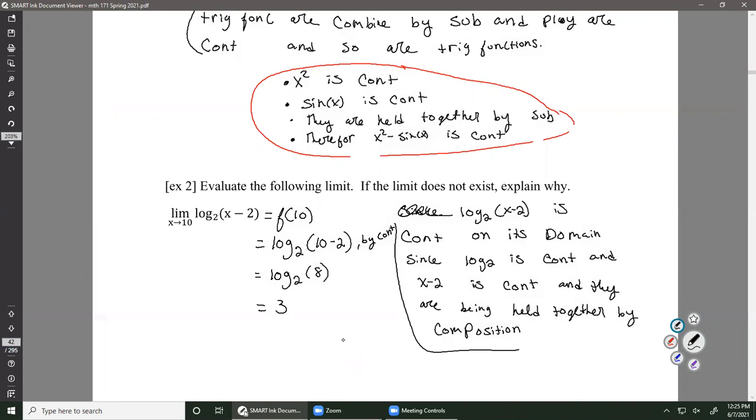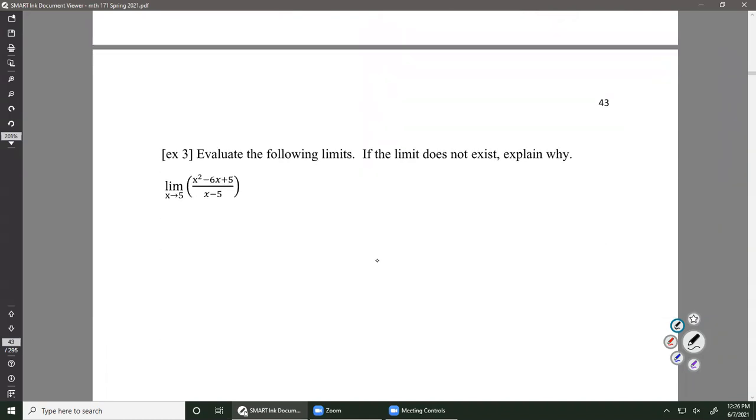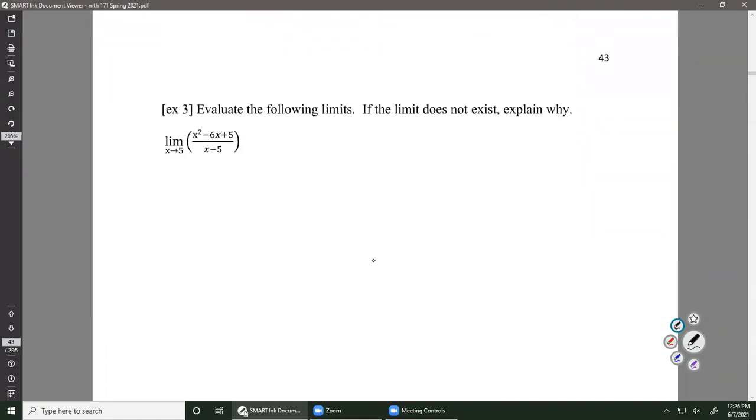Okay, any questions about this? No? Okay. It's pretty much just plugging in the number, but just as a reminder, when you do, say by continuity, or write out this whole little paragraph over here. All right. So let's look at the next example.